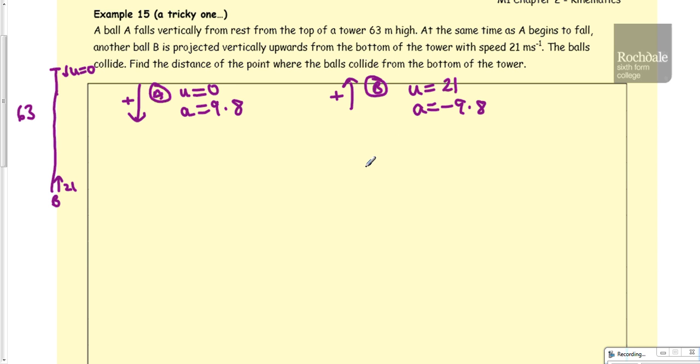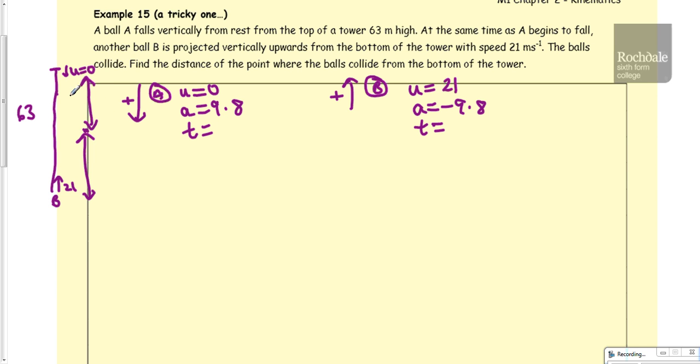Okay. It tells us that these two balls collide when they've gone a certain distance and they've been travelling for a certain time. Now we know that the time will be the same for both balls because they collide, so because they started at the same time, they must have been travelling for the same amount of time, but we don't know what that time actually is. We're asked to find the distance of the point where the balls collide from the bottom of the tower. So let's say they collide round about that point. So A will have come down from the top, B will have come up from the bottom, and there will be a point where they collide.